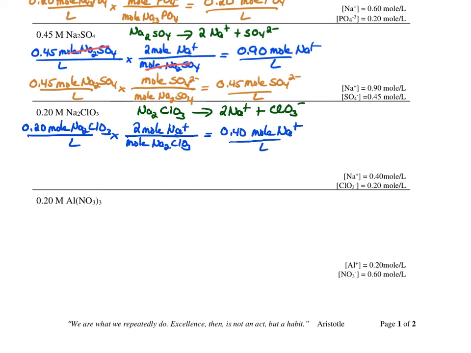Let's go for the other ion. Here's our initial solution. And every unit of our solute is going to give us 1 chlorate ion.